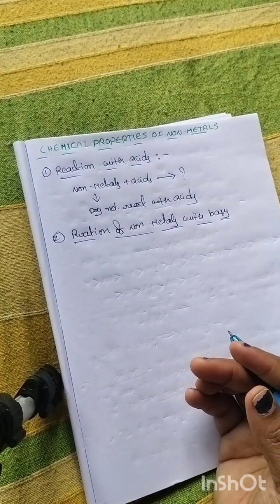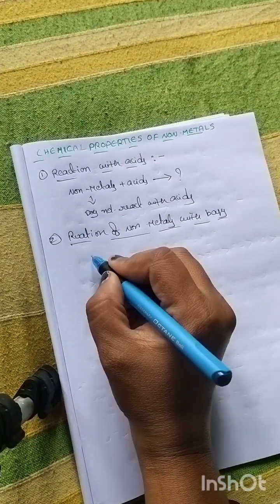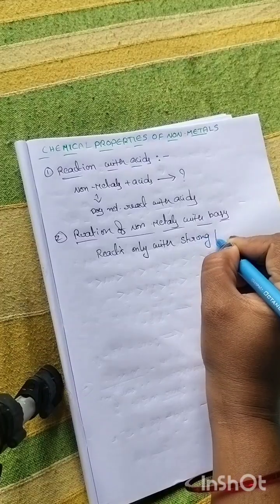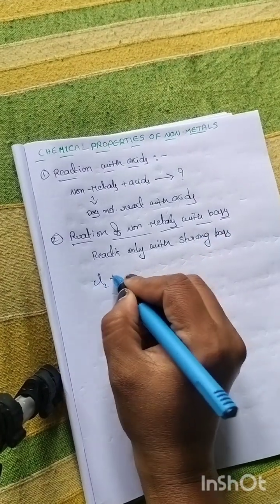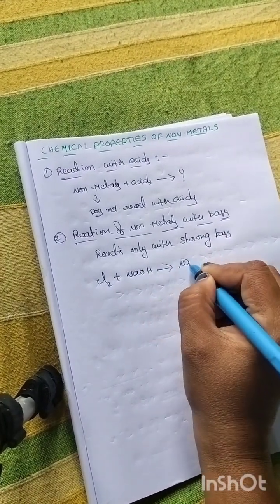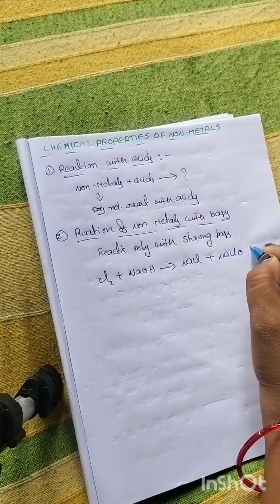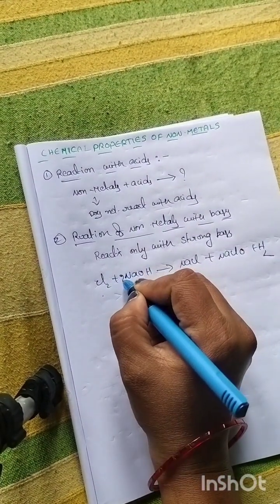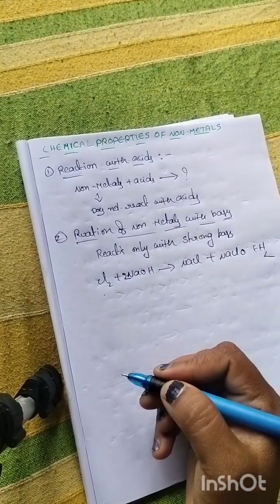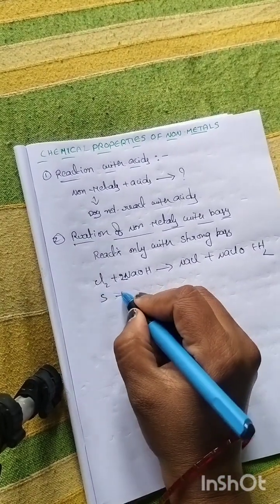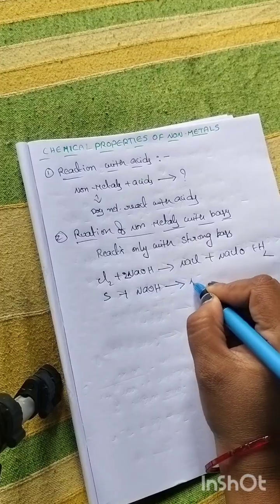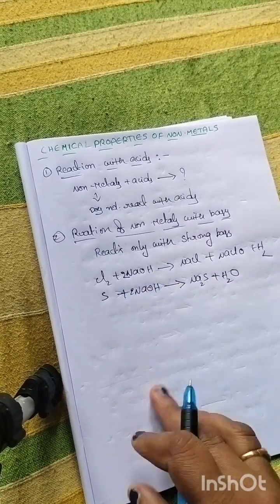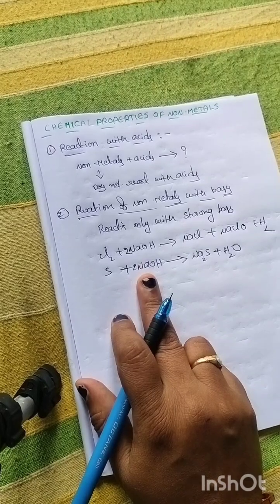Next, reaction of nonmetals with bases. Some nonmetals react with strong bases to form salts. For example, chlorine, a nonmetal, reacts with the strong base NaOH and forms NaCl, a salt, NaClO and water. This is an example reaction of a nonmetal with bases. And another one is sulfur reacting with NaOH to give sodium sulfate and water.